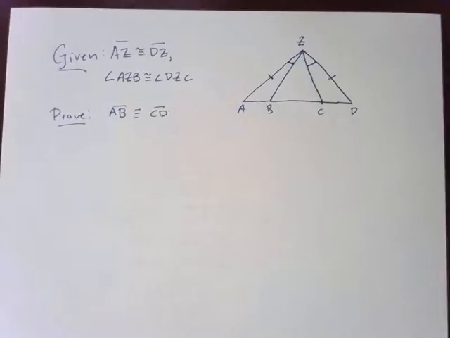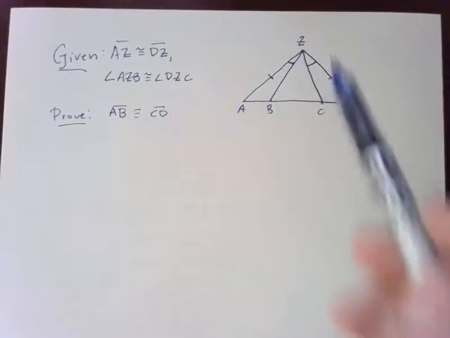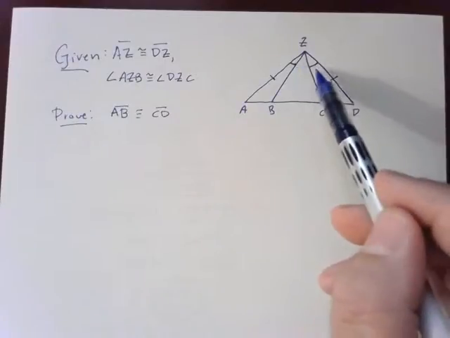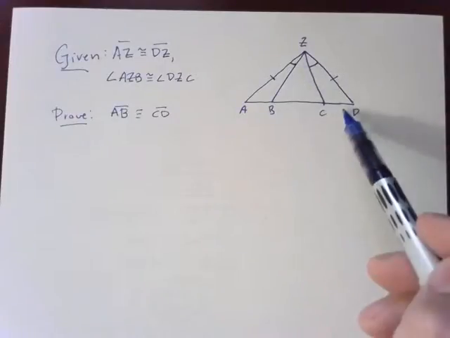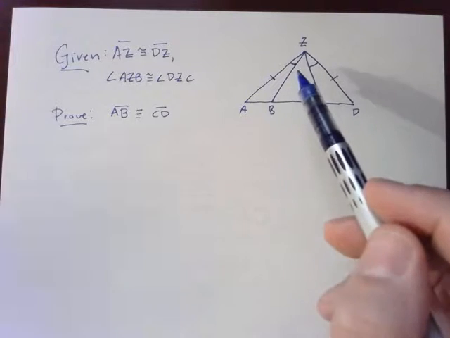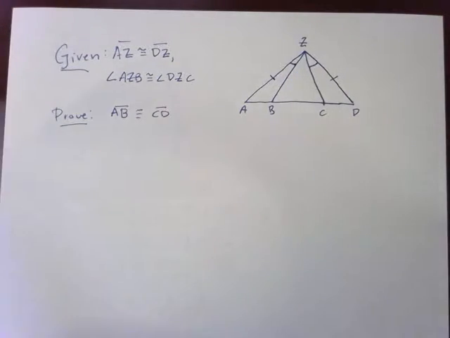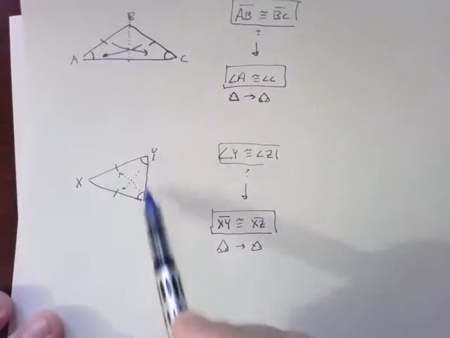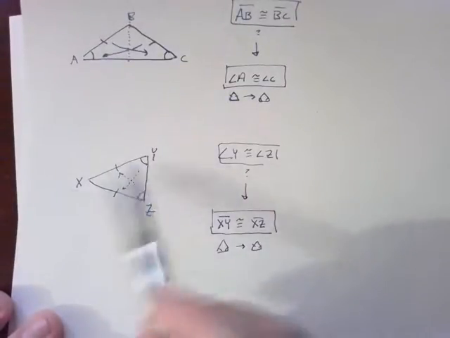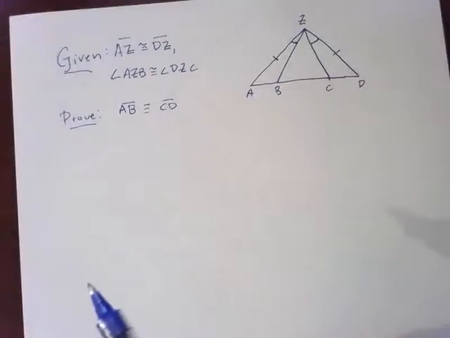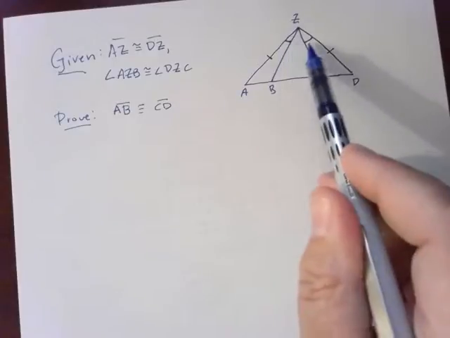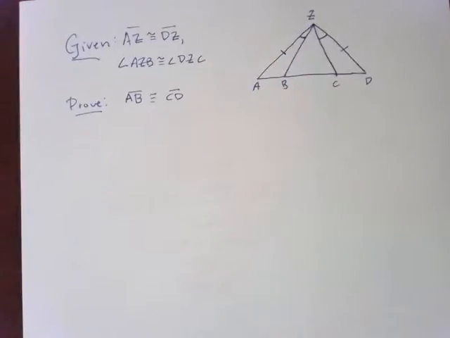Now here's an example where you can't just use the base angles theorem. Here I have two angles the same. But I can't just say, oh, that means these opposite sides are the same. The base angles theorem only works if the two angles are two angles of the same triangle. So these two angles are congruent, but they're not two angles of the same triangle. This is an angle of two different triangles.